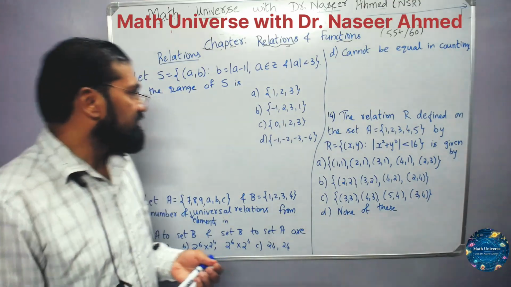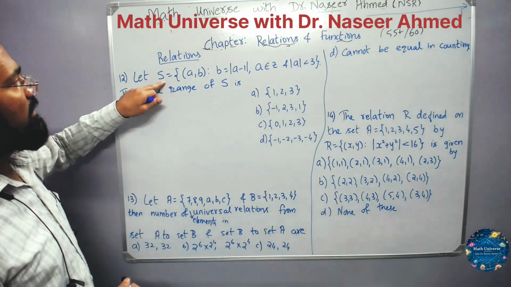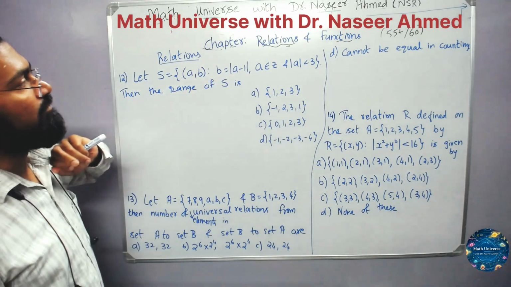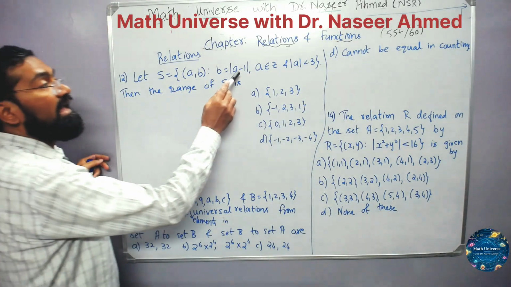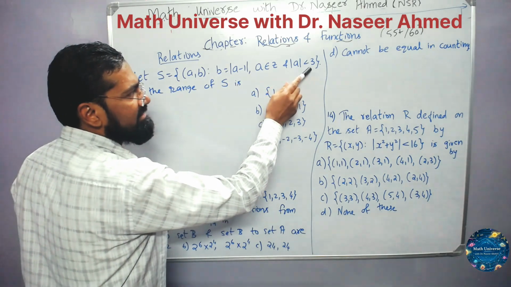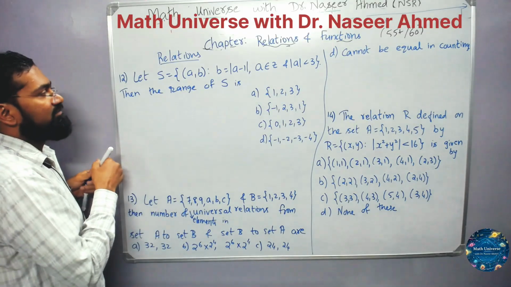Okay, dear students, let's proceed to the next question. Let S be the ordered pair (A, B) such that B is equal to mod of A minus 1, where A is an integer and mod of A is less than 3. Then the range of S is.